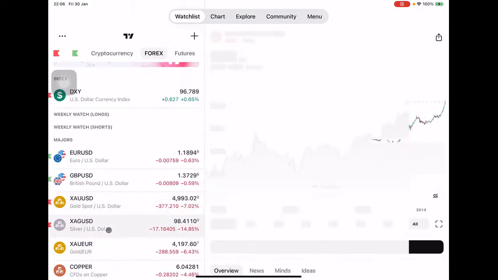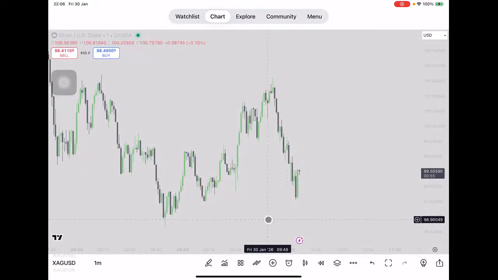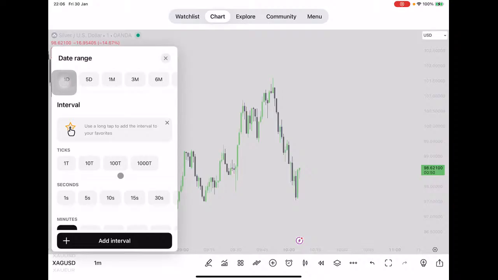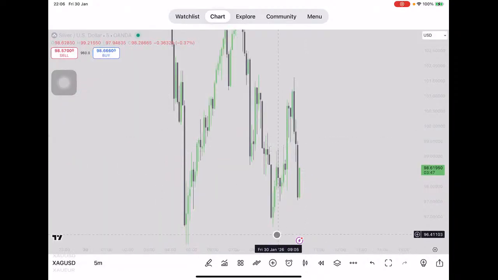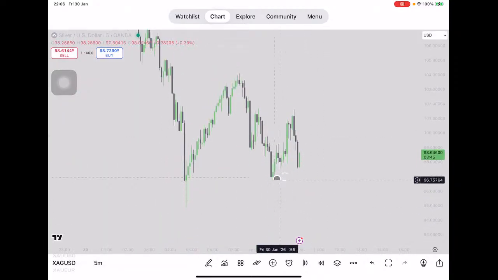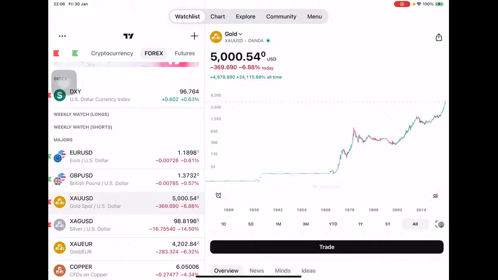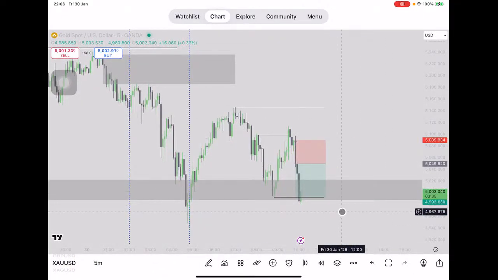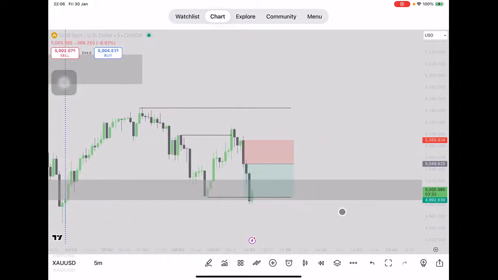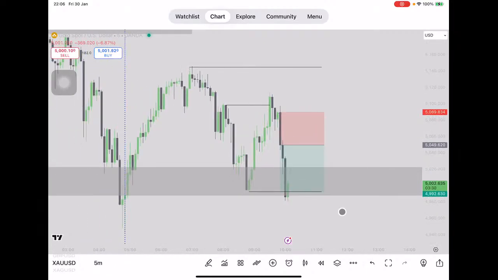Let me check. Do we have an SMT forming here with silver? I think so. Yeah, we've got a bit of an SMT divergence. You see how here silver made a higher low, but gold made a lower low. So that's kind of like a little SMT divergence. I'm not going to be using it here because the trend is bearish, right? And we kind of already got our move today. But it's just something that we keep in mind.